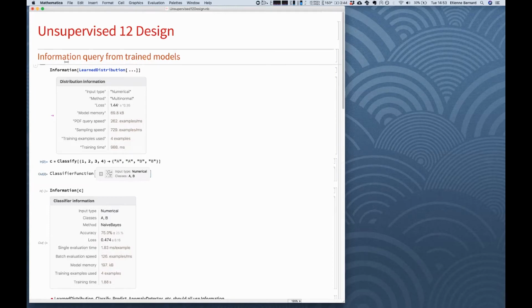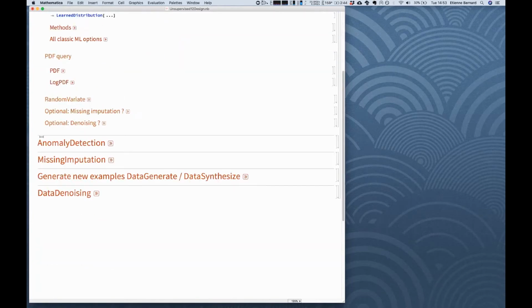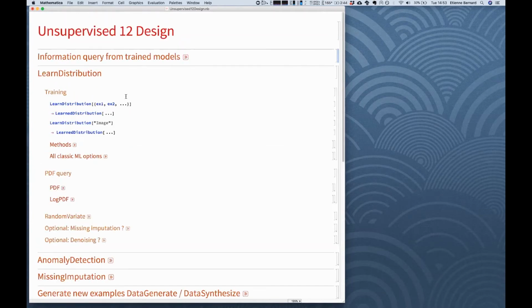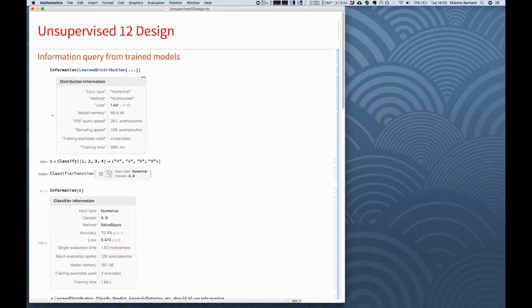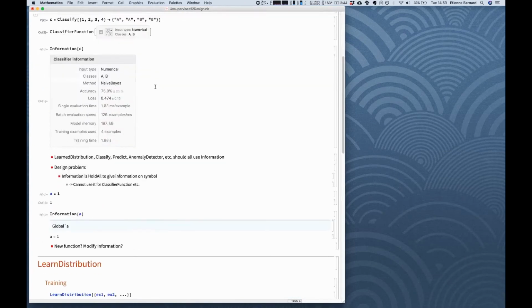So about this, for sure, for 12, I want to use Information because I don't want to add LearnDistribution information, Animate information. Right. So let's try to standardize the machine learning functions at least, and not have any more ClassifierInformation. Exactly. Let's try and get. Go ahead.